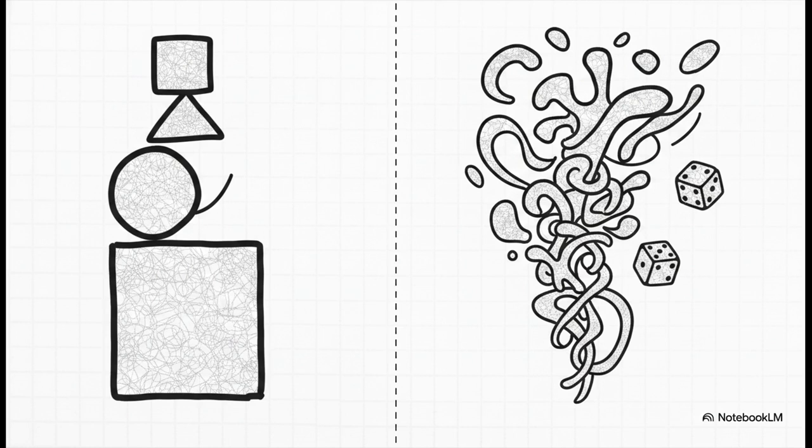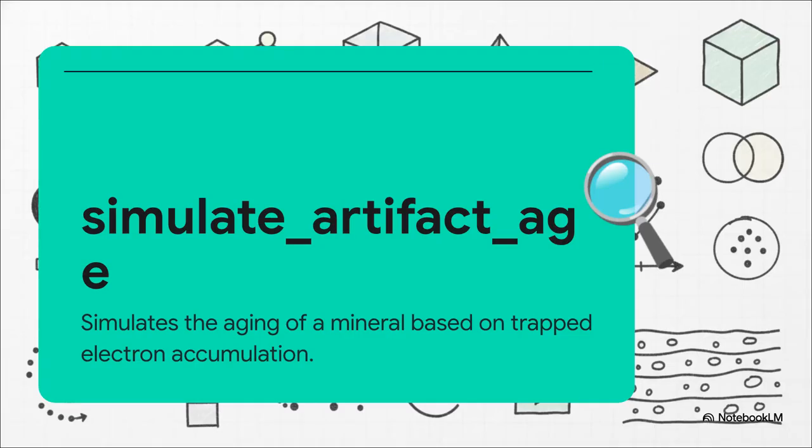And right below that, we define our core engine, the simulate_artifact_age function. The docstring for this code lays its purpose out perfectly. It simulates the aging of a mineral based on trapped electron accumulation. Physically speaking, minerals absorb background radiation, which literally traps electrons right there inside their crystal lattice. Our function takes this physical count and translates it into a temporal age. How? Well, ultimately, it divides the total true electron accumulation by an expected annual radiation dose rate.